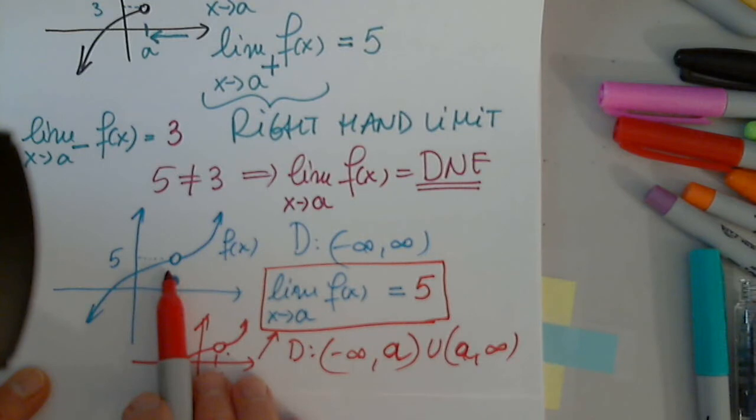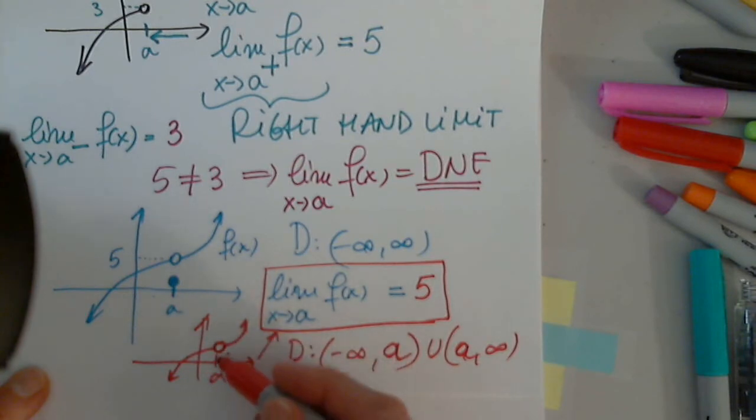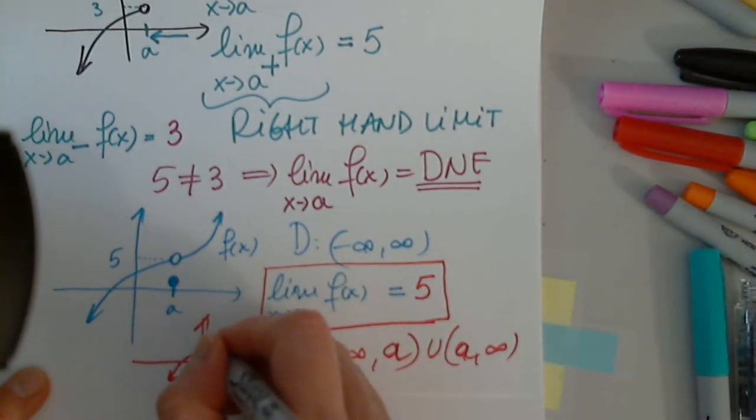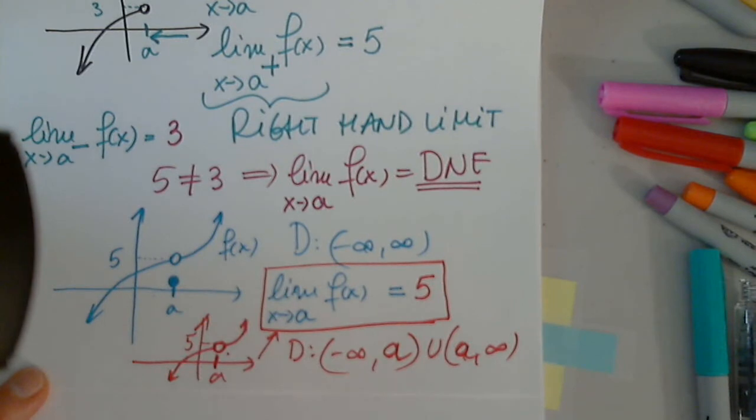So this example has a domain of all real numbers. This example does not have all real numbers, it's not defined at A. But since both sides go to the same value, the limit is 5. The limit exists, assuming that this is 5. Any questions?